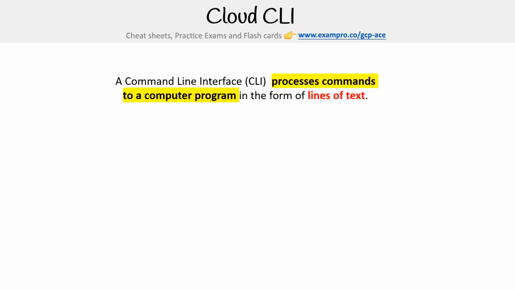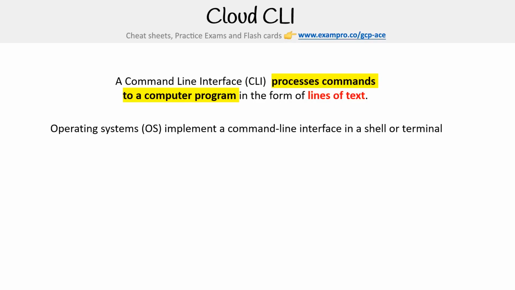So CLI stands for Command Line Interface, and what it allows you to do is process commands to a computer program in the form of lines of text. And operating systems implement a command line interface in a shell or a terminal. That's how you're going to interact with one.